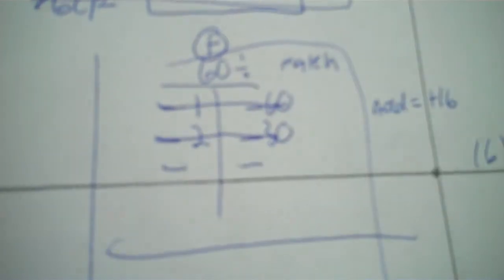60 divided by 2 is 30. When you add these, it's negative 32. We got to get positive 16. 60 divided by 3 is 20. Add those, no. 60 divided by 4 is 15. Negative 4 plus negative 15 is negative 19, but you're getting closer. 60 divided by 5 is 12, so you put 5, 12. Negative 5 plus negative 12 is negative 17. Oh, that's so close.